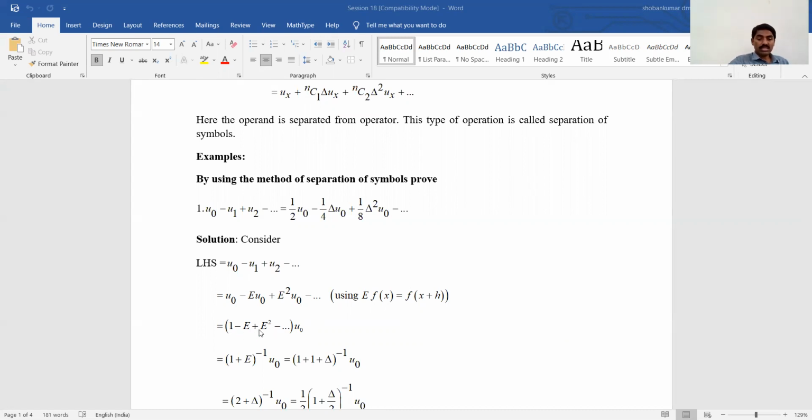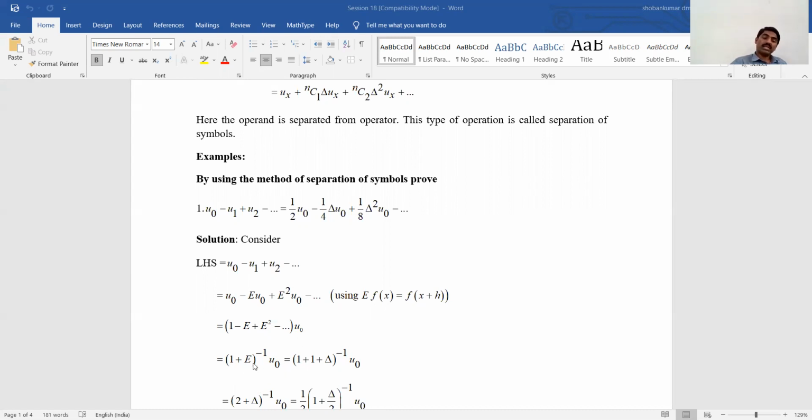Now, 1 minus E plus E square minus E cube and so on is nothing but (1 plus E) whole to the power minus 1. Because by binomial expansion, (1 plus x) to the power minus 1 can be written as 1 minus x plus x square minus x cube plus x to the power 4 and so on. Therefore, (1 plus E) to the power minus 1 is nothing but 1 minus E plus E square minus E cube and so on. So it can be written in this form, (1 plus E) to the power minus 1 into u0.